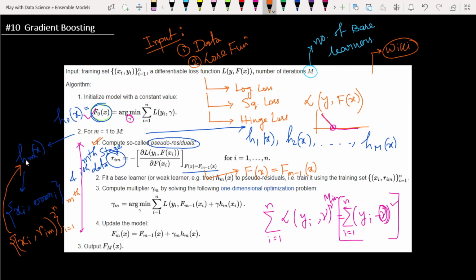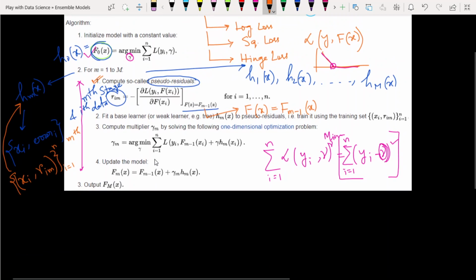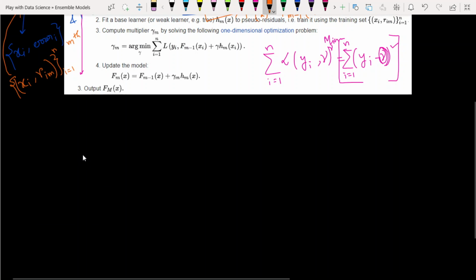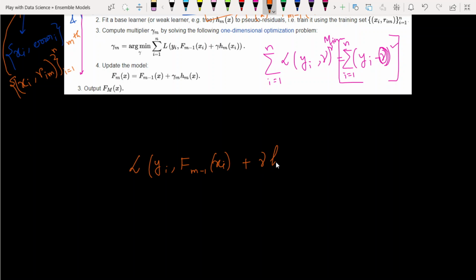Now after building the base learner model, we have to compute the multiplier term, gamma m, by solving this optimization problem: minimizing L of yi, f of m minus 1 of xi plus gamma times hm of xi.